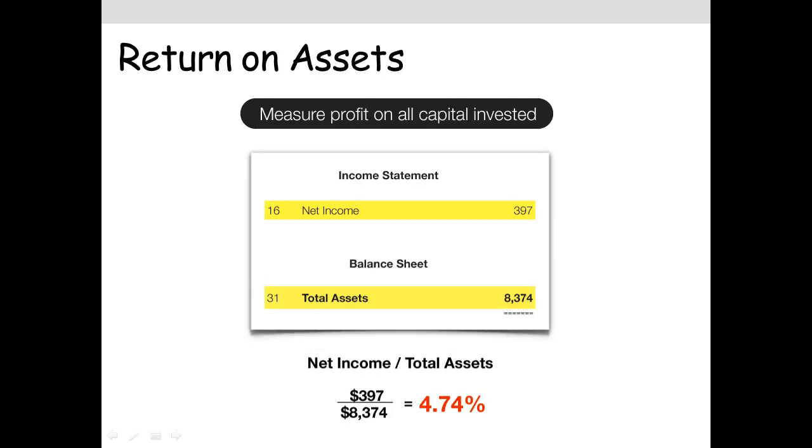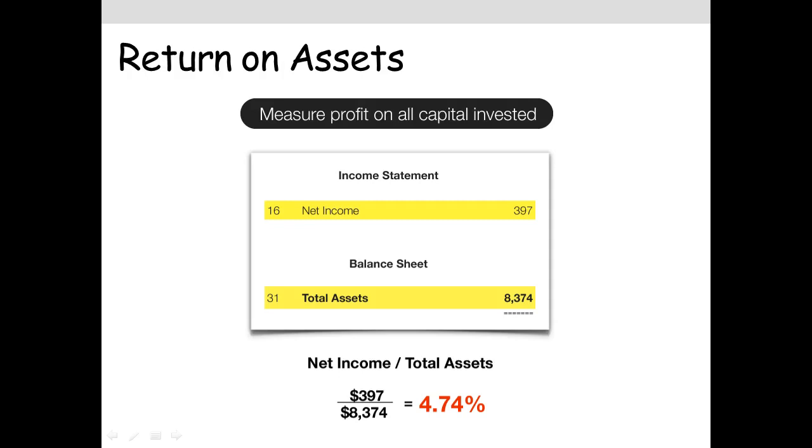Next we move on to return on assets. This measures the profit on all capital invested with the shareholders and investors. Return on assets equals net income divided by total assets. Total assets equal current assets plus long term assets. In the balance sheet below, we have seen that total liabilities and total assets should be equal, so this is the total asset amount.